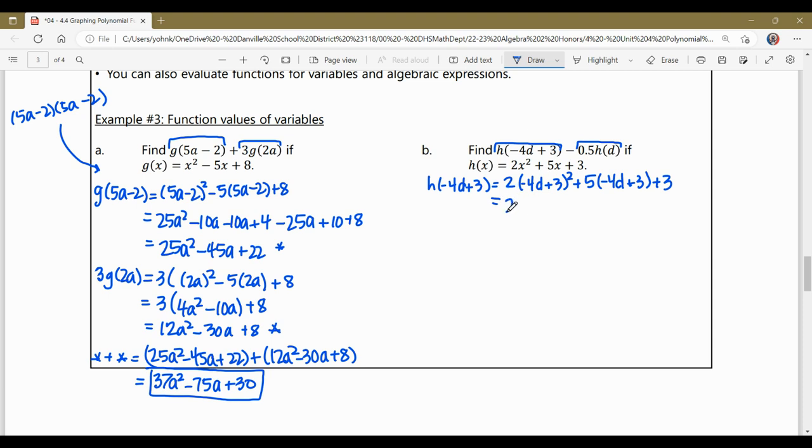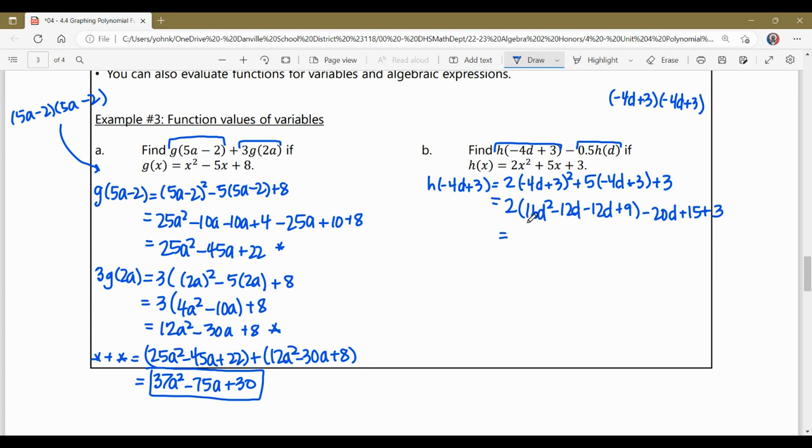So this is going to be 2 times, and now I need to remember that this is (-4d + 3)(-4d + 3). So I double distribute, I get 16d^2. -4d times 3 is -12d. 3 times -4d is -12d. 3 times 3 is 9. And then I do 5 times -4d is -20d. 5 times 3 is 15, plus 3.